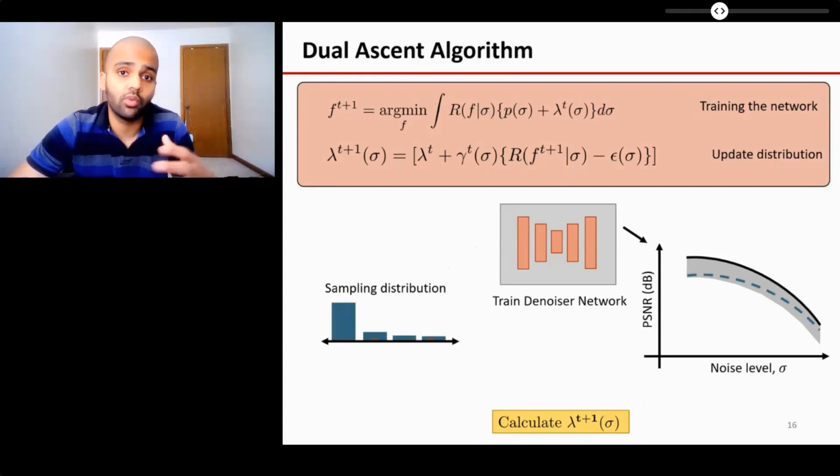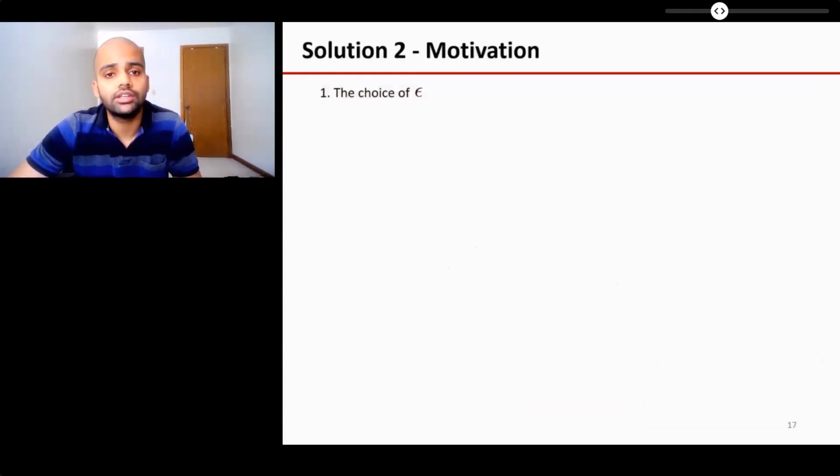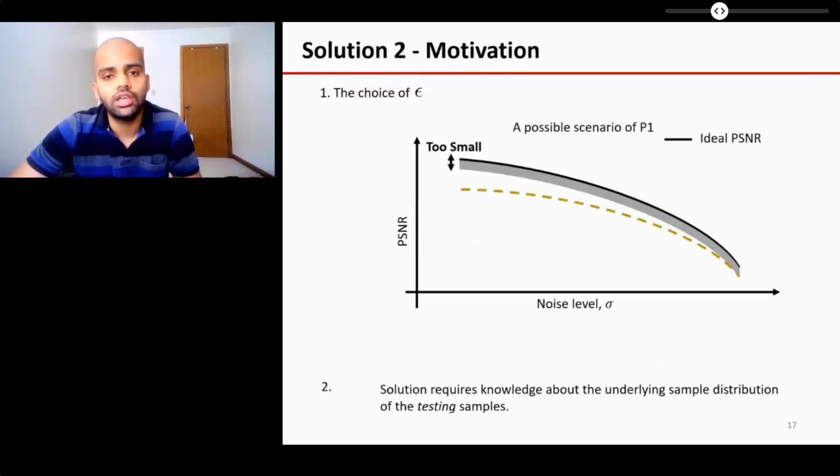Now this algorithm works fine, but it has a couple of drawbacks. The first one is that it depends on the choice of epsilon. If you choose an epsilon which is too small, then there may not exist a solution to this problem, and therefore the algorithm doesn't converge. The second one is that the solution depends on your knowledge about the testing distribution. If you have no idea where the noise samples are going to come from, then you cannot run this algorithm.